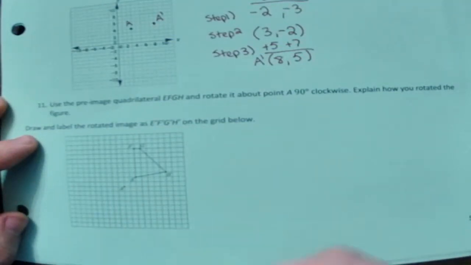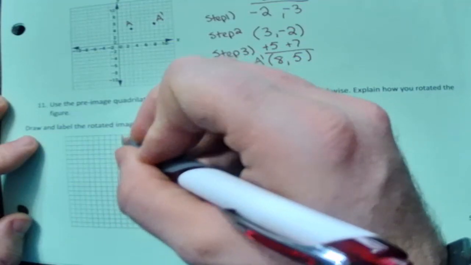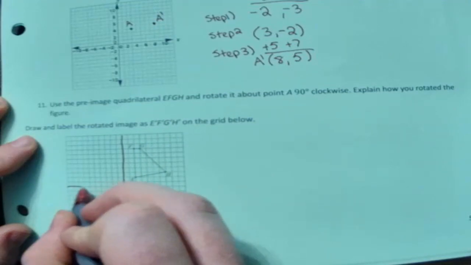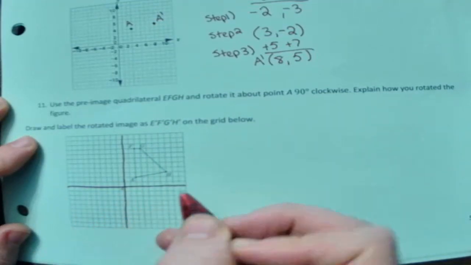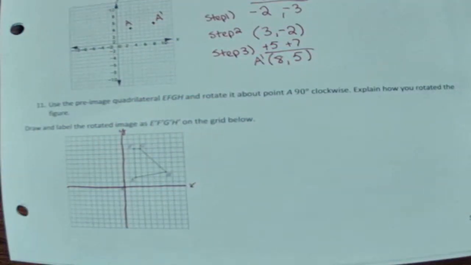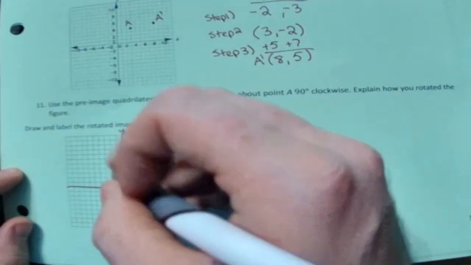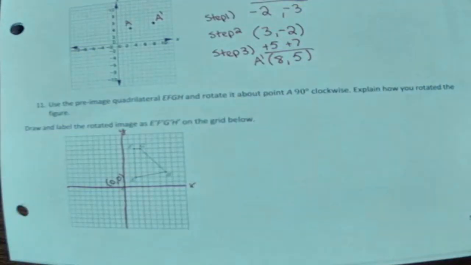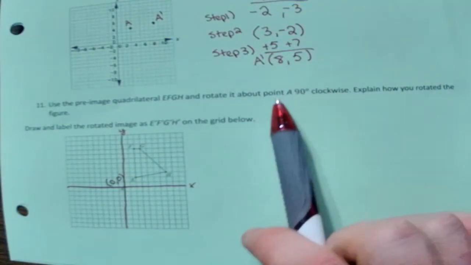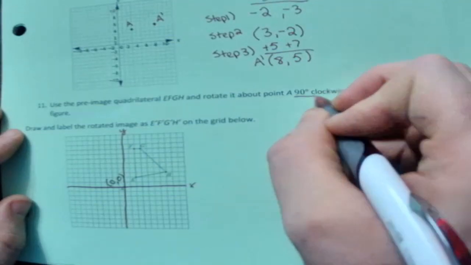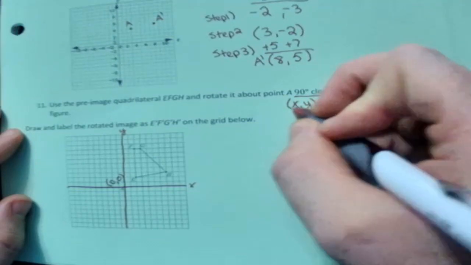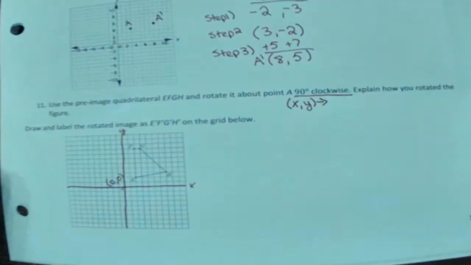So the best way that I know how to do this is to go ahead and make your X and Y axis. So this would be my X axis, this would be my Y. By doing this and making it so that they meet at A, I am making A the origin. So by doing that, all I have to do is rotate it 90 degrees clockwise. So when I do this, the rule or algebraic descriptor is going to be what?